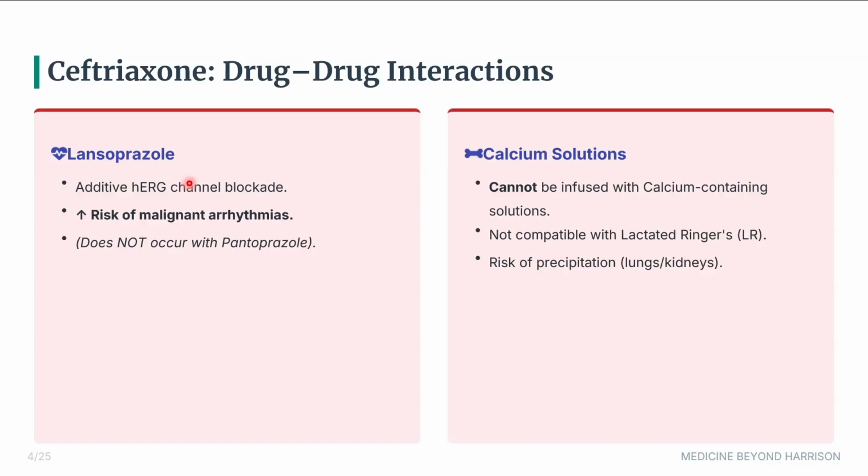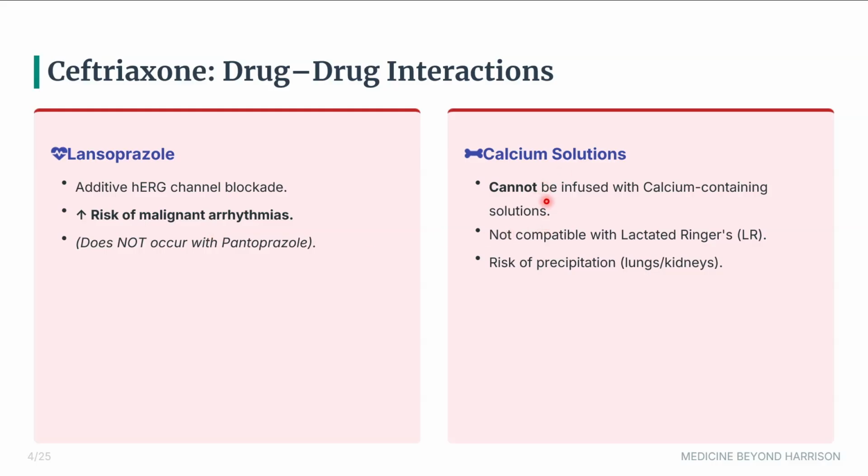There are a few drug-drug interactions, only a few that you need to know. Lansoprazole: there is additive hERG channel blockade, so risk of malignant arrhythmias, but this does not occur with pantoprazole. So lansoprazole is not commonly used nowadays. So you can give pantoprazole along with ceftriaxone. That is not going to be an issue.